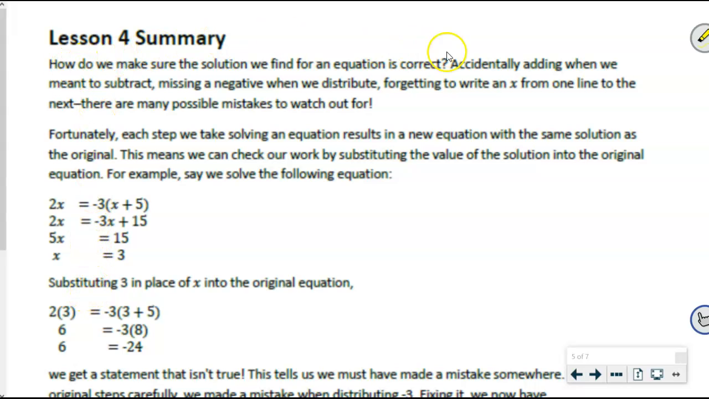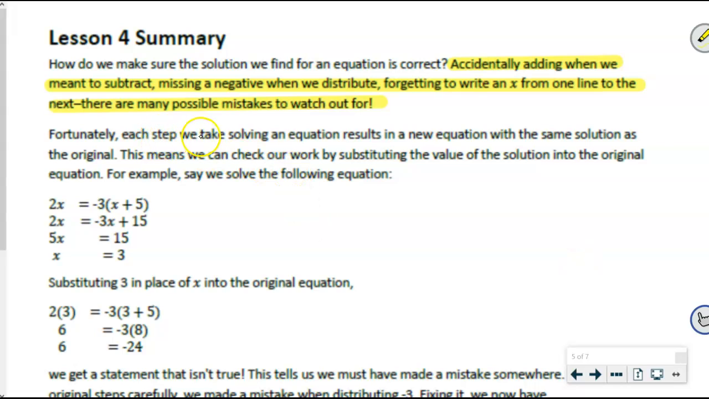Thank you. Accidentally adding when we mean to subtract, missing a negative when we distribute, forgetting to write x from one line to the next. There are many possible mistakes to watch out for. Raise your hand if you have made any of those mistakes at any point. Yep, raise your hand if you made some of those same mistakes on the last test. Exactly, it happens.